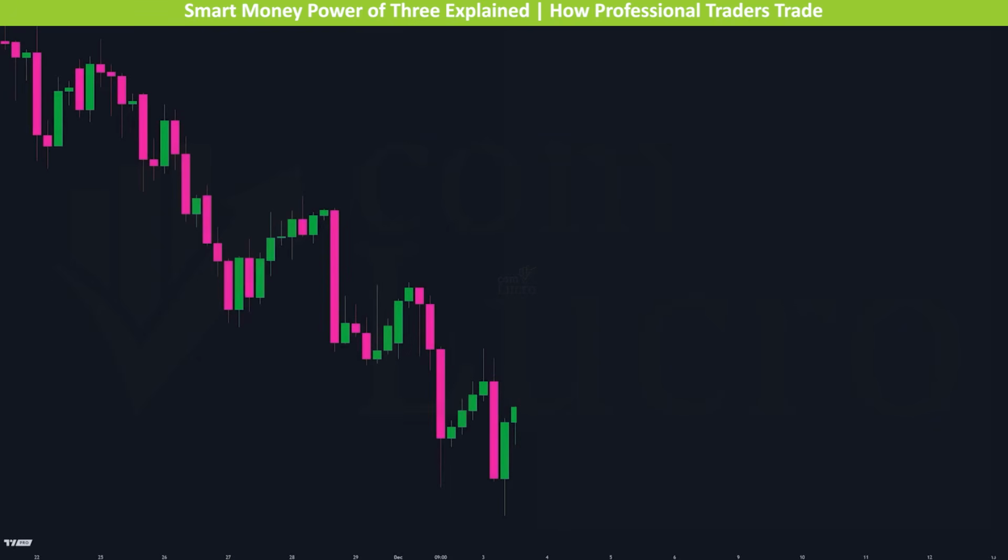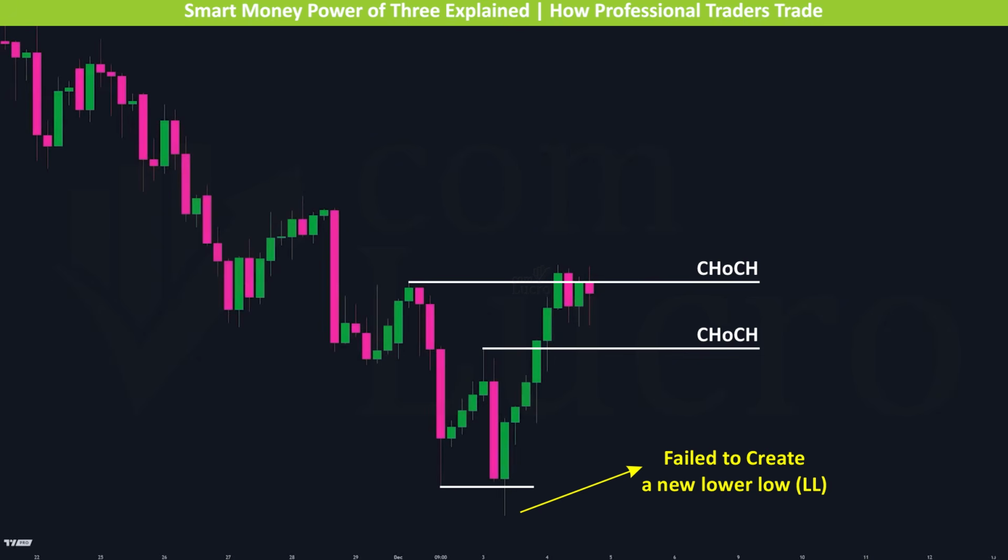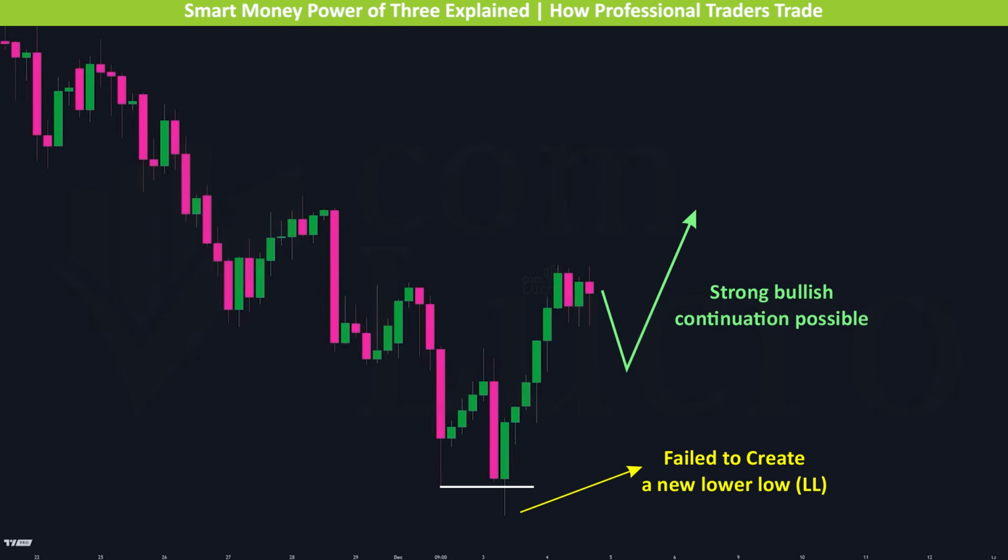Here we have pound yen on the 4-hour chart. From a price action perspective, the market was in a long-term downtrend, but recently failed to create a new low, which signals a loss of bearish momentum. This was followed by a break above 2 key supply levels, suggesting that demand is starting to take control and that a potential counter-trend scenario may be developing. With this context in mind, the higher time frame bias appears bullish.